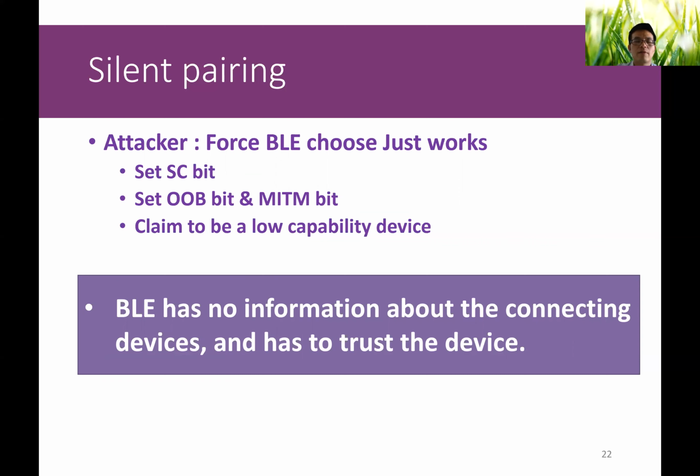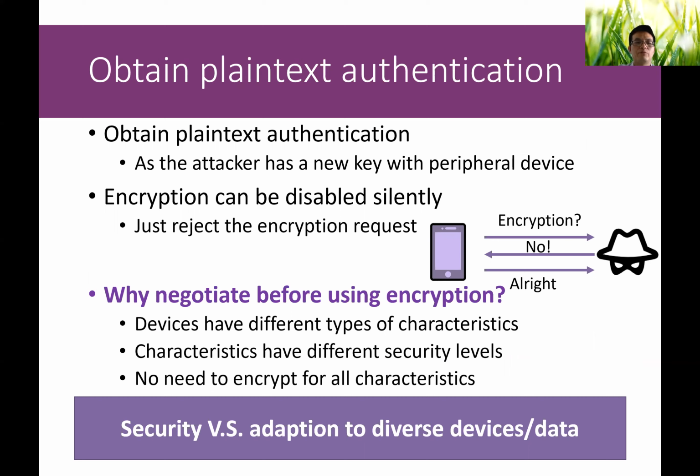After that, the attacker needs to obtain the plaintext authentication information. Here, the attacker can just disable the encryption by rejecting the encryption request from the central device. This is mainly because there is a negotiation between those two devices before using encryption. Devices have different types of characteristics in BLE, and different characteristics have different security levels. There is no need to encrypt all the characteristics. So in BLE, two devices will negotiate whether or not to use encryption.